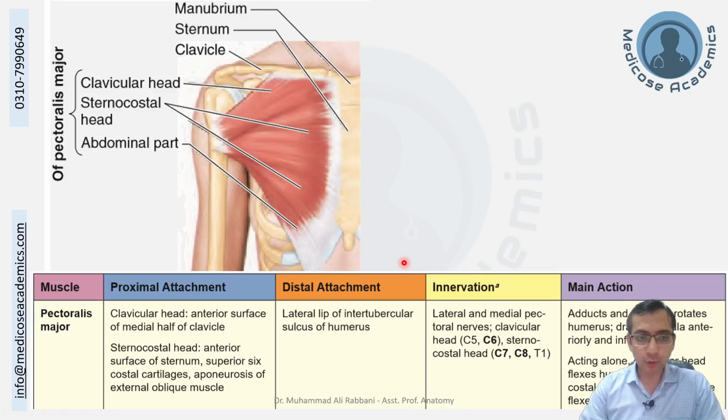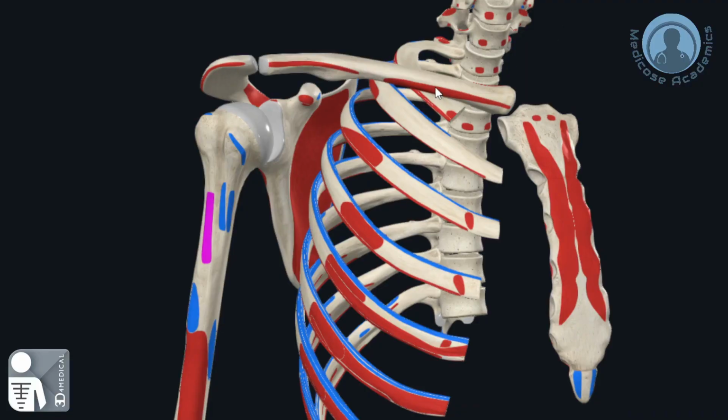Let us break down its origin. Let me start with the origin. There are two origins. The clavicular head arises from the anterior surface of the medial two-thirds of the clavicle, and then there is the sternocostal part. It arises from the anterior surface of the manubrium sterni and the body of sternum and corresponding upper six ribs. So it arises from here and it gets inserted into the lateral lip of the bicipital groove, or lateral lip of intertubercular sulcus.